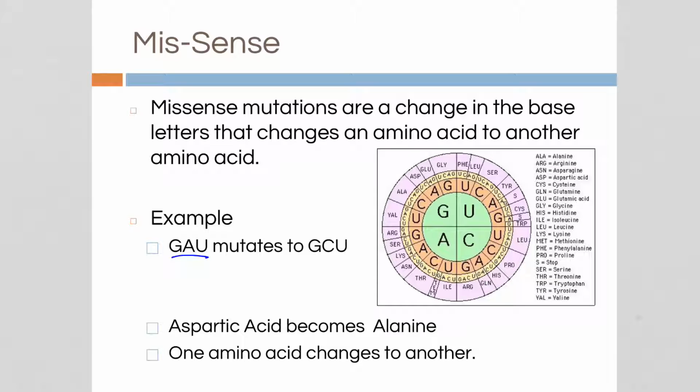So GAU, if we look on our wheel, GAU becomes aspartic acid. We change that to GCU, 1 letter, now we have alanine. So this is what we would think of as a mutation. One amino acid changes to a different amino acid. We call that a missense mutation.